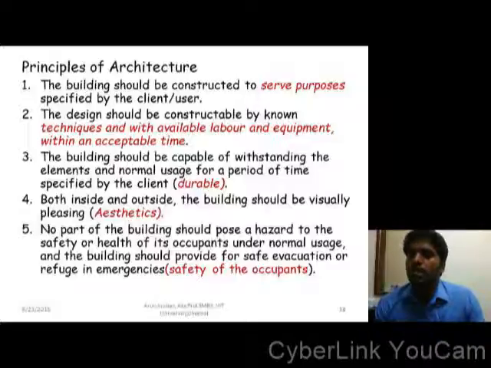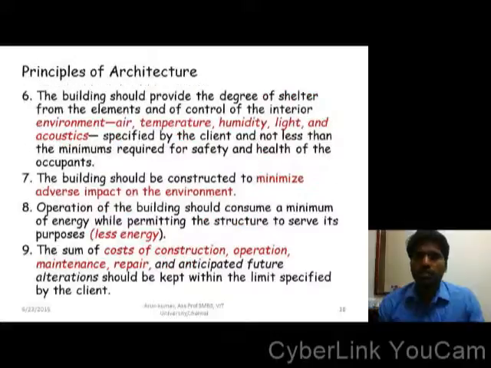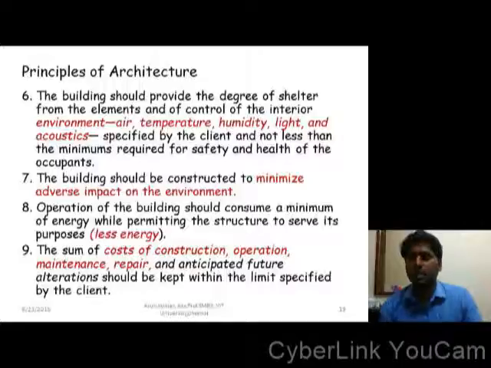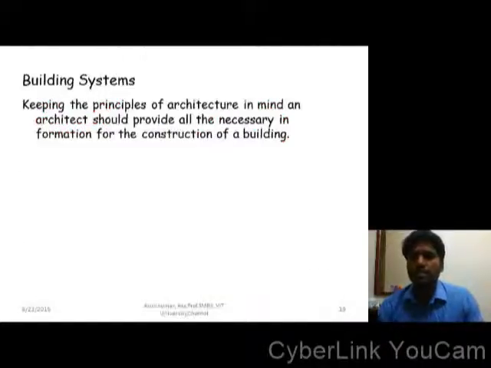And the most important is the safety of the occupants. And the sixth one is that the building should provide a degree of shelter from the elements and control of the interior environment, particularly air, temperature, humidity, light, and acoustics. The building should be constructed to minimize adverse impact on the environment, in the case of highly polluted metropolitan cities like Chennai and Bangalore. And it should consume less energy. And the cost of construction, operation, maintenance, repair, and anticipated future alteration should be kept in mind within the limits specified by the client.